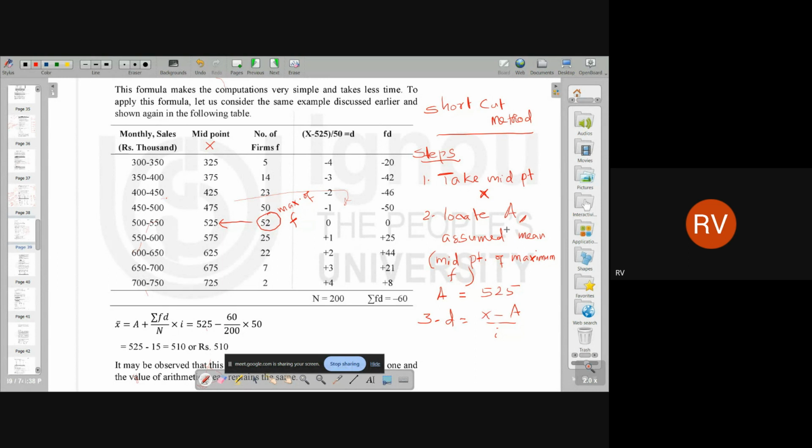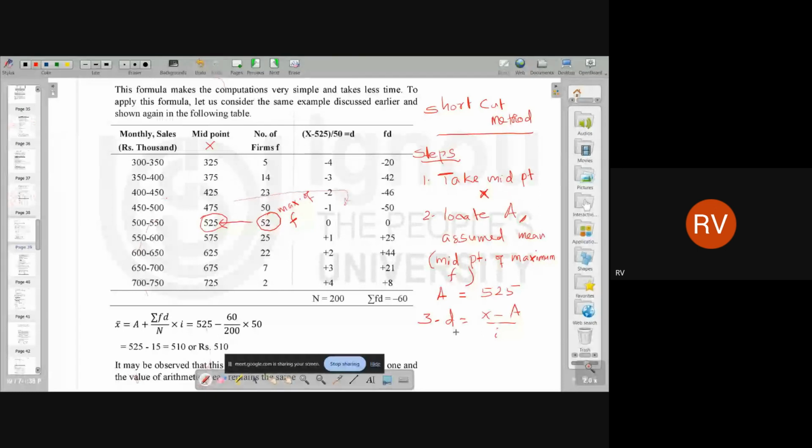The second step is to locate A. A means assumed mean. Assumed mean is the midpoint of the maximum frequency. Here the maximum frequency is f, 52. The corresponding midpoint is 525. So 525 is A.